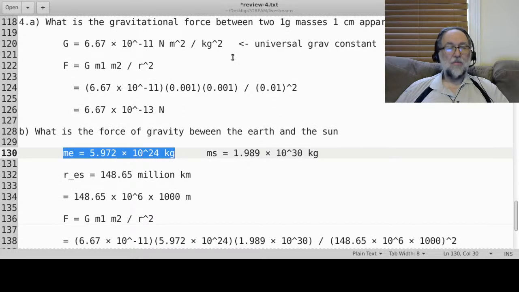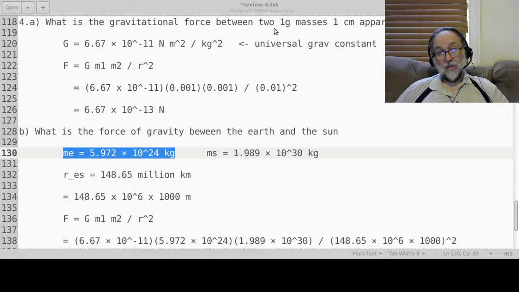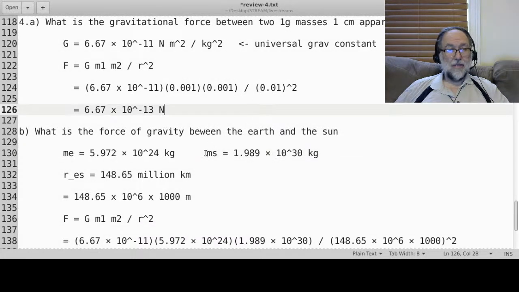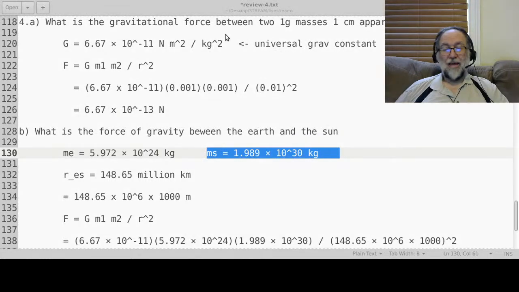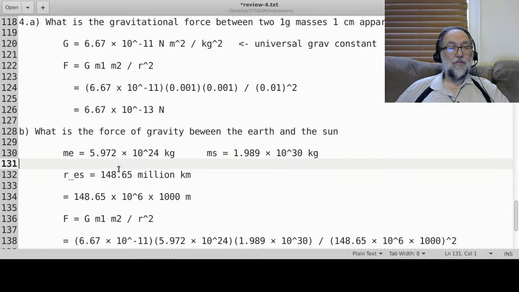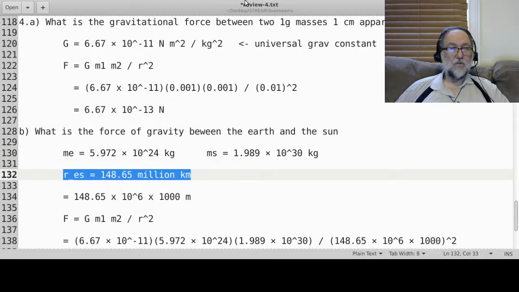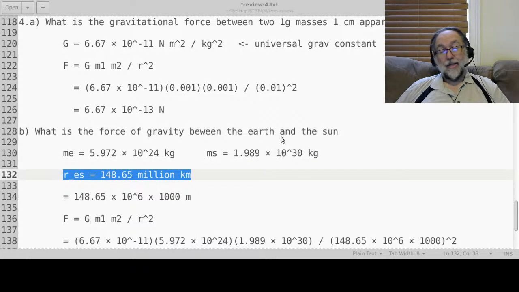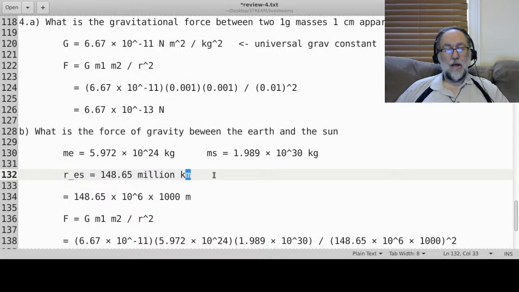The mass of the Earth is that number right there. It's 10 to the 24, which is unimaginably big. The mass of the Sun is even more unimaginably big, if such a thing is possible. The distance between the Earth and the Sun, I called it RES, Earth-Sun. This is the way Google gave it to me: 148.65 million kilometers. The masses of the Earth and the Sun are already in kilograms, and that's MKS. This one isn't. This one is in millions of kilometers.